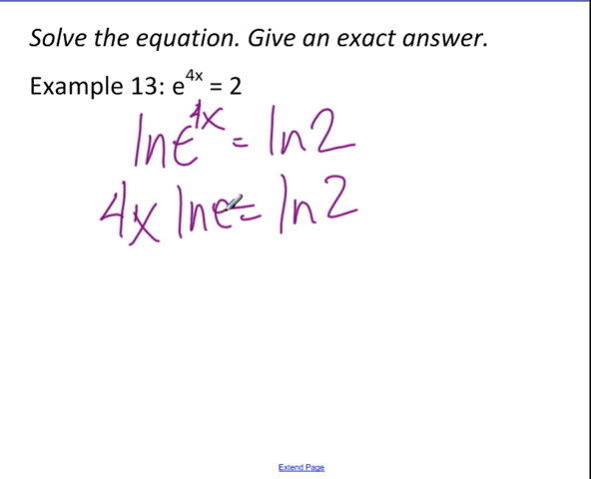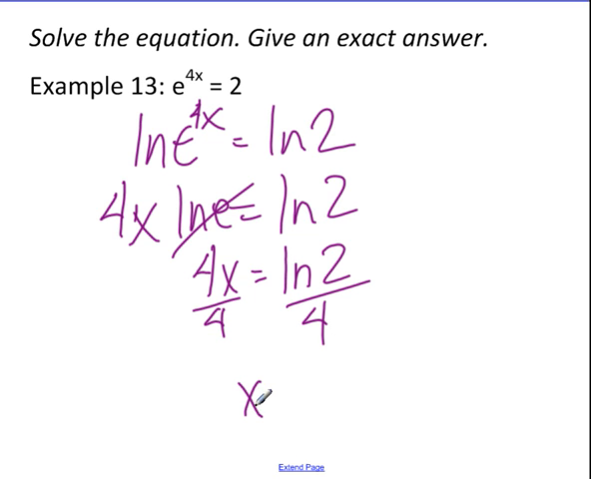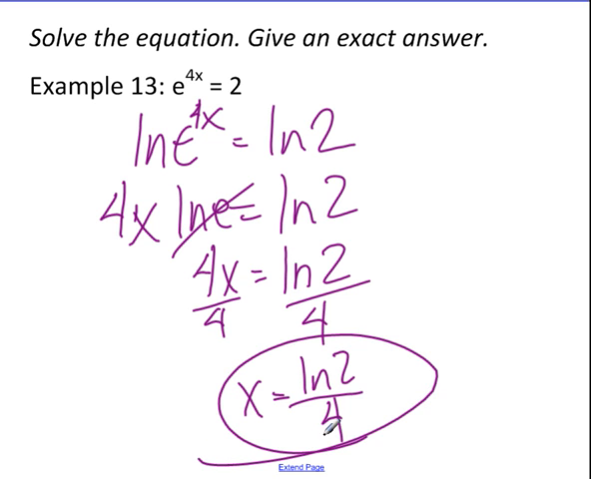But what is the natural log of e? That's one of our properties from before. It's really log base e of e. And when you have that, it's just a 1. So this really just goes away. So we really just got 4x equals natural log of 2. Divide by 4. So x equals ln 2 over 4. Done.